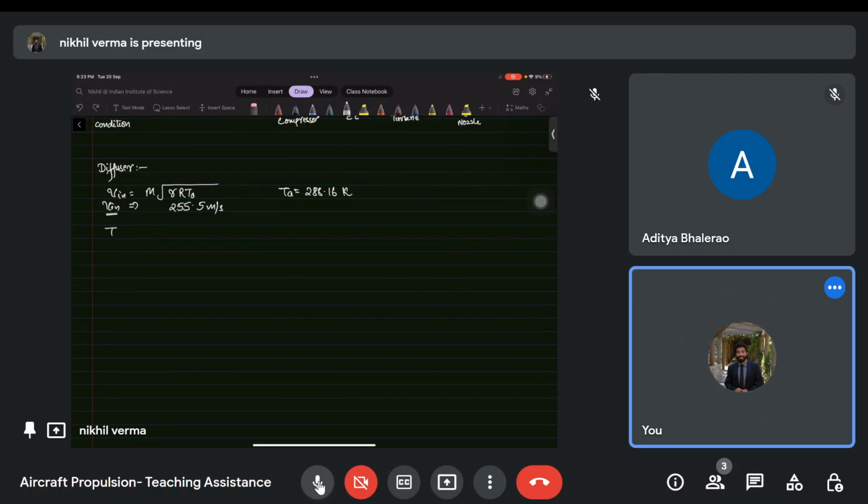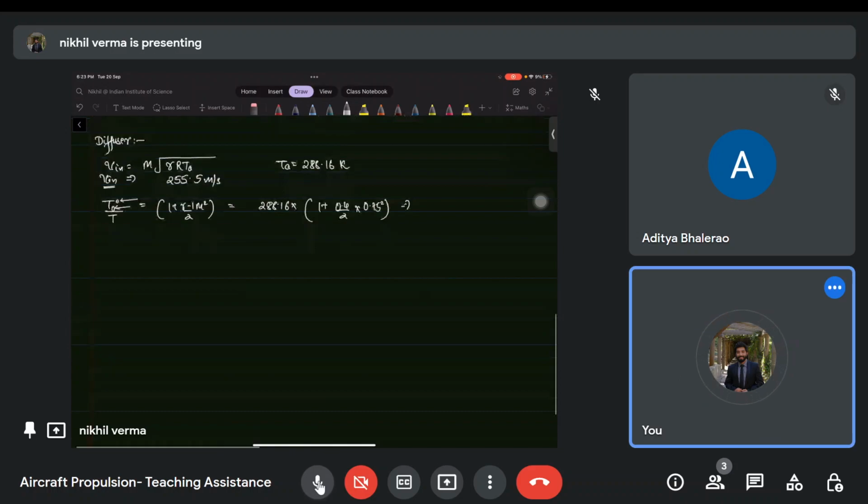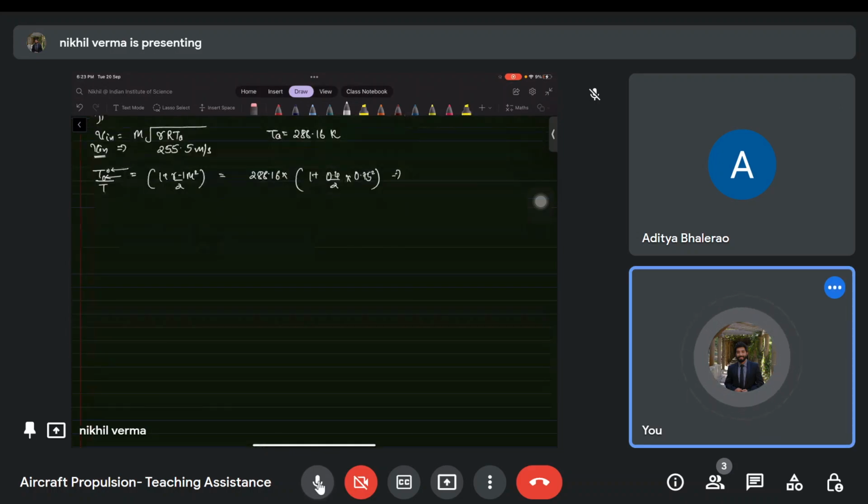T naught specifies the stagnation property, and naught signifies the station. So T naught by T is equal to 1 plus gamma minus 1 by 2 M square. So this gives you 288.16 into 1 plus 1.4 minus 1 by 2 into 0.75 square. If you calculate this, you will get the T naught A.